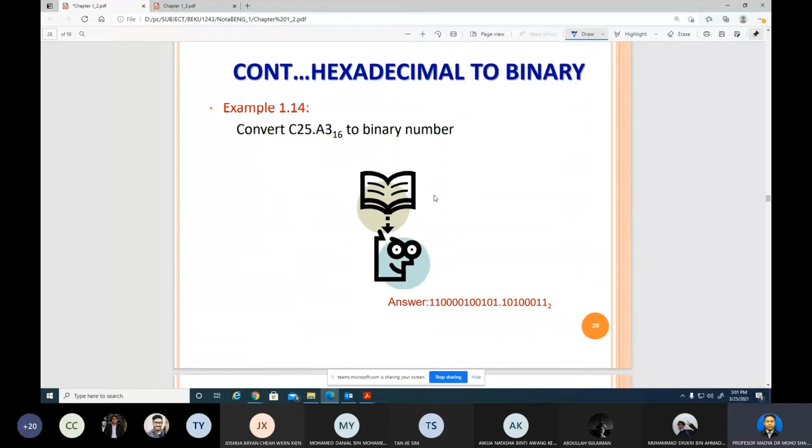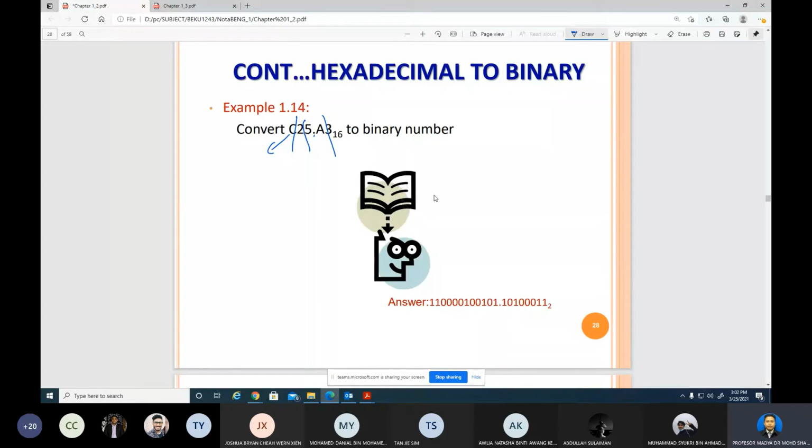Okay, so this is same as before. So just split by. So this is the example, the answer here, and then convert into binary. This one convert into binary, and then this convert into binary. Okay, this one I think you can try.